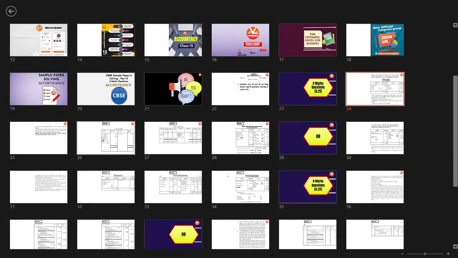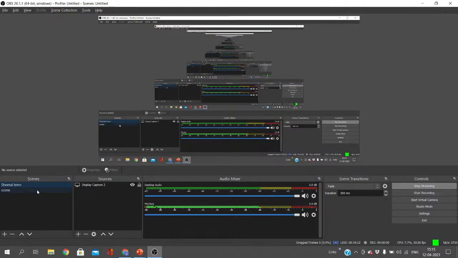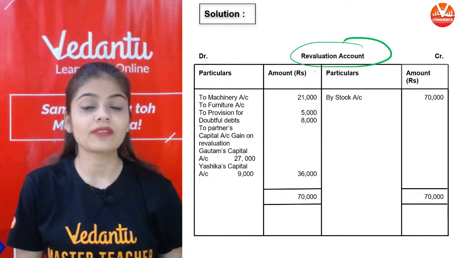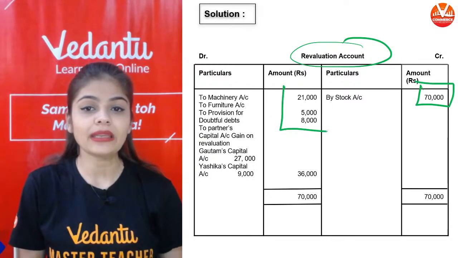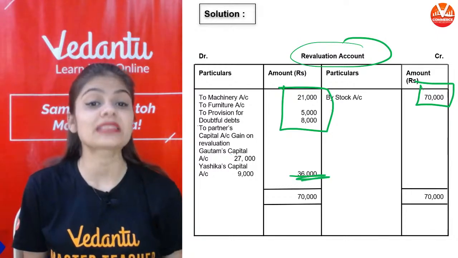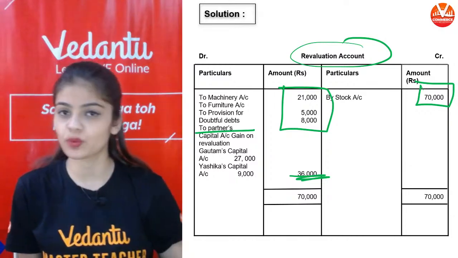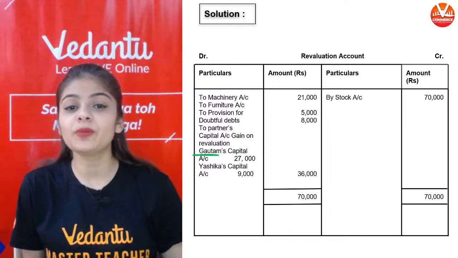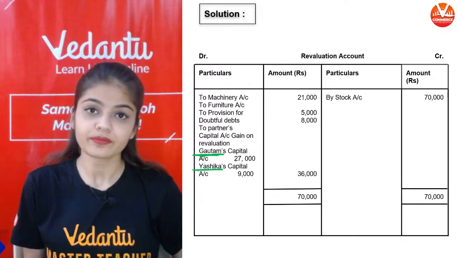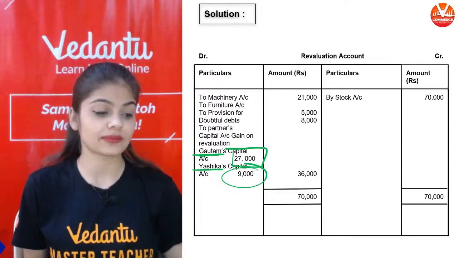So let me show you the revaluation account. This is the revaluation account. You can see that we have prepared it correctly. 70,000 minus 34,000. There is a profit of 36,000. And this will be transferred to the old partners in the old ratio. So 36,000 will be distributed between Gautam and Yashika in the ratio 3:1. So Gautam will get 27,000 and Yashika will get 9,000.